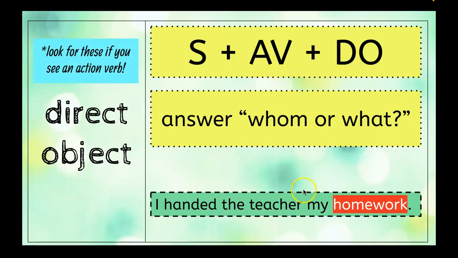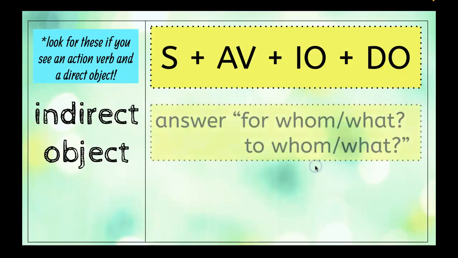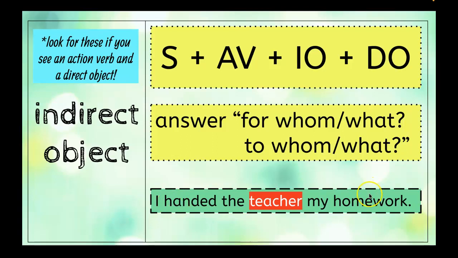Now, if we see an action verb, you'll see that there are some words still left in the sentence. Another job that we might have is an indirect object, and this placement is very, very important. When we see an indirect object, it has to come after the action verb and before the direct object. And it answers the question, to whom or to what or for what. So in my sentence, we had already determined that homework is the direct object. I handed my homework to whom? To whom did I hand my homework? I handed it to my teacher. It comes between the action verb and the direct object, and it answers the question, to whom or what.